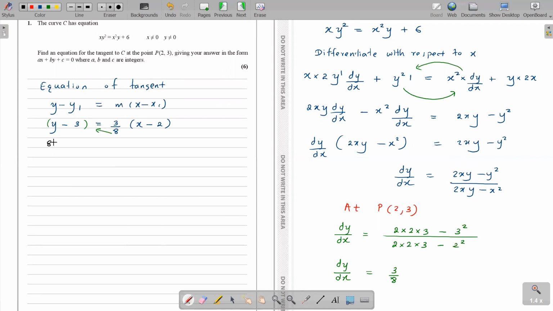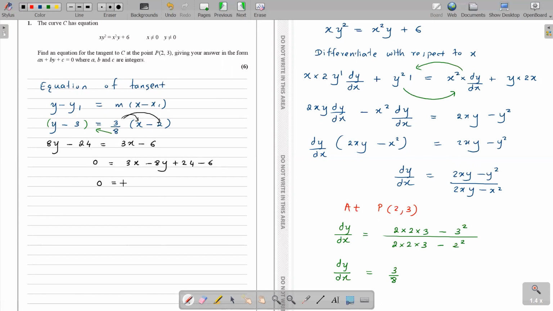So I end up getting here 8y minus 3 times 8 is 24 equal 3 times x minus 2. Shall I open the bracket with 3? 3 into x is 3x minus 3 into 2 is 6. So take everything to one side. 0 equal 3x minus 8y plus 24 minus 6.